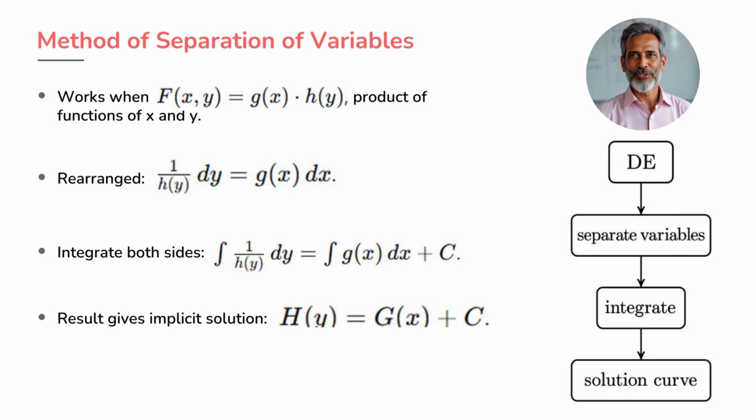Now integrate both sides. So we have integral of 1 by h of y with respect to y equals integral of g of x with respect to x plus constant c. This gives us an implicit solution, H of y equals G of x plus constant. That's the magic of variable separation. Always check first if you can split the x part and the y part. If yes, life becomes very easy.